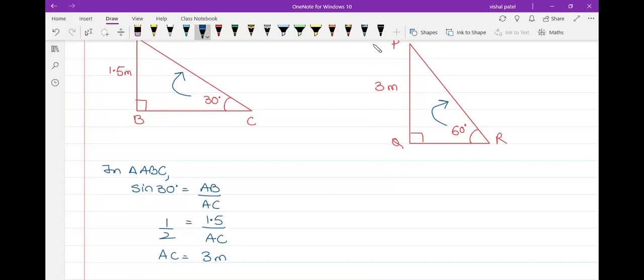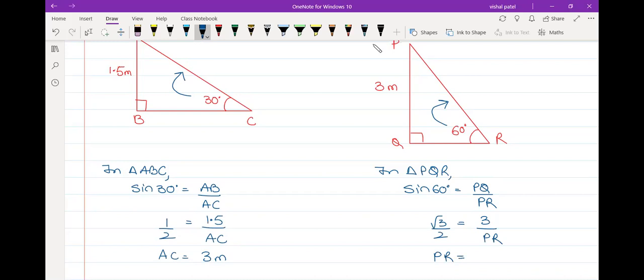Same calculations, similar calculations on the right hand side. In triangle PQR, students, always remember to write down the triangle. First write down the triangle and then start. Again, it is sine 60 is opposite upon hypotenuse, root 3 upon 2. Opposite is 3 upon PR.